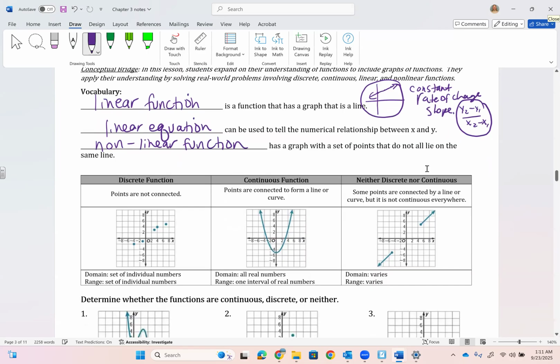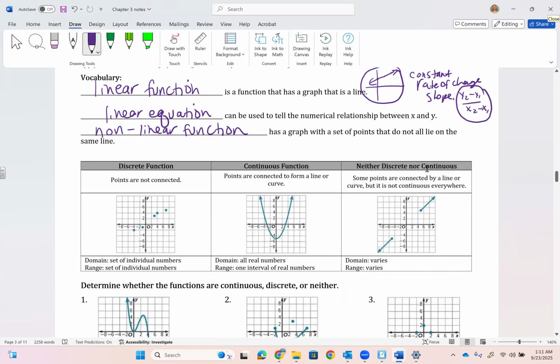Okay, and then if your points are not connected, it's called discrete. And the domain is a bunch of x values. The range is a bunch of y coordinates. Okay, so you could list them out. And we've done that before to be like, okay, what is your domain? And we can just list out the x values, -4, -1, and just list those out. And then the y coordinates would be the respective y values of each point.